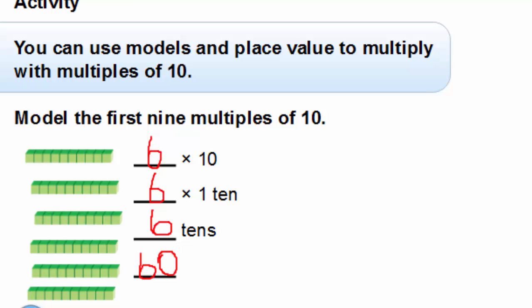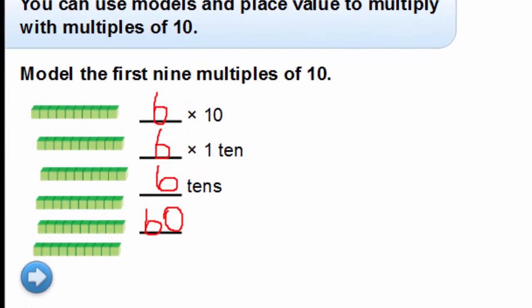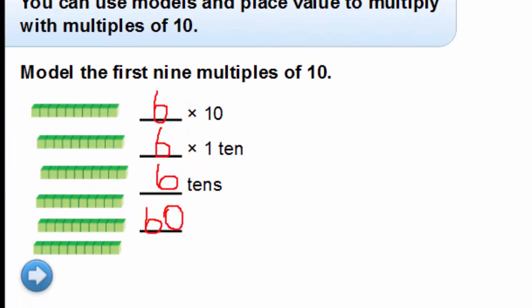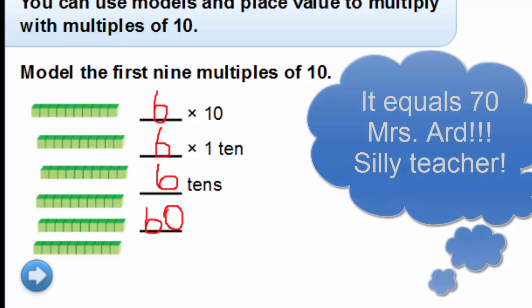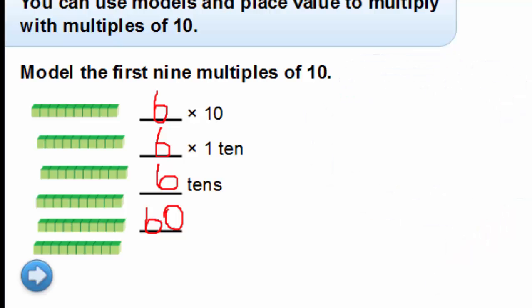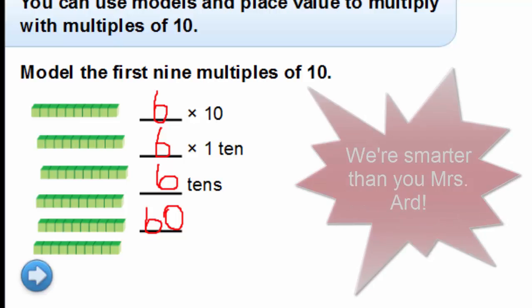Now, on your own, how many tens would we have if we put another ten rod there? Okay, 7 tens. And 7 tens equals how many? 70. Good. What if we put 9 rods there? How many tens would we have? You guys are smart. That would be 9 tens. And 9 tens equals what? Awesome sauce, 90. You guys are ready to move on.